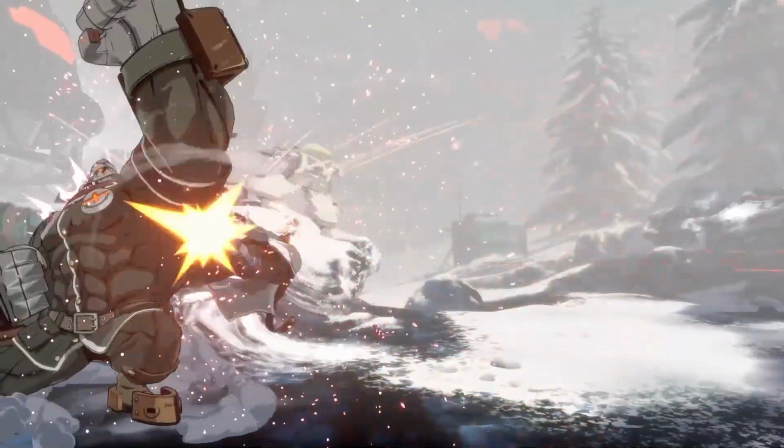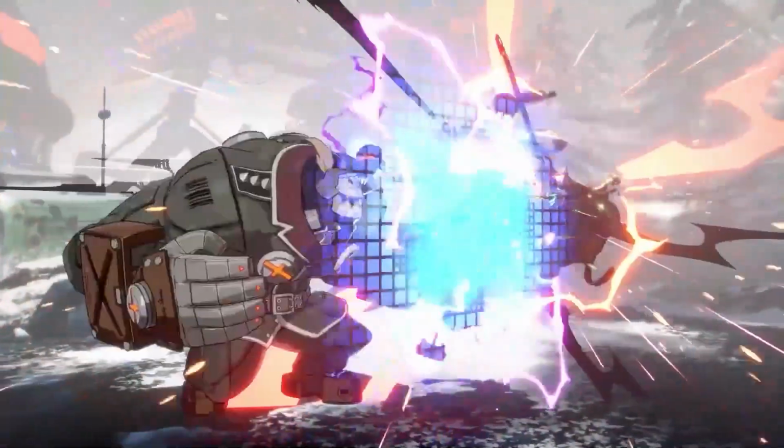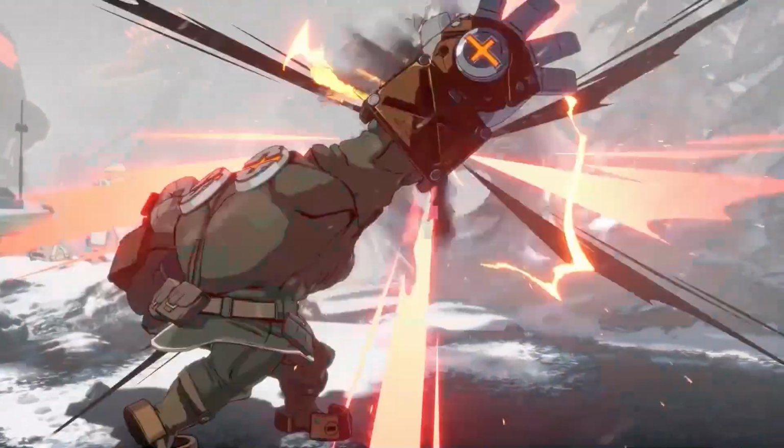Next time, we'll be taking a look at the other hidden properties that make up moves in all fighting games: hurt boxes and hit boxes.